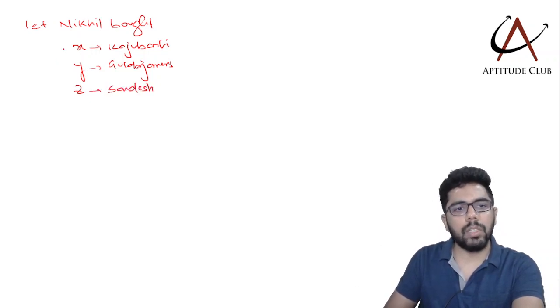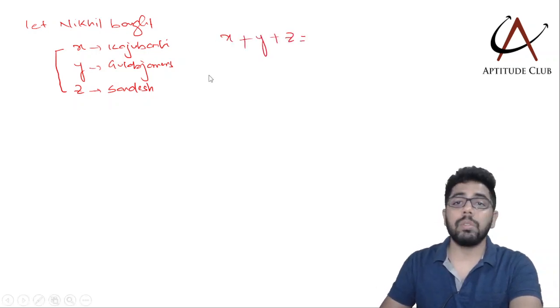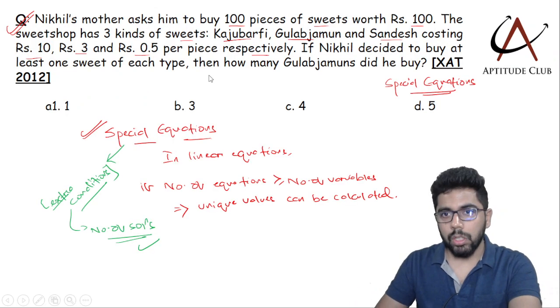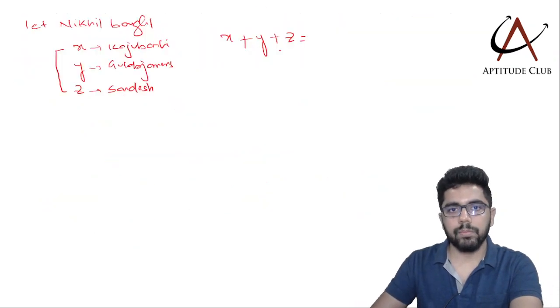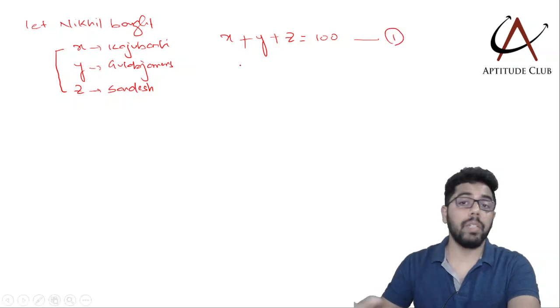So we converted it into variables. I'll get my first equation: X plus Y plus Z is the total number of sweets bought, that is 100. So this is my equation 1, with three variables.